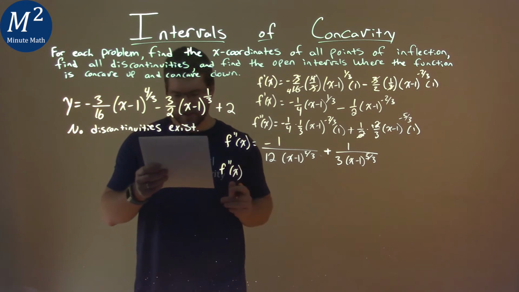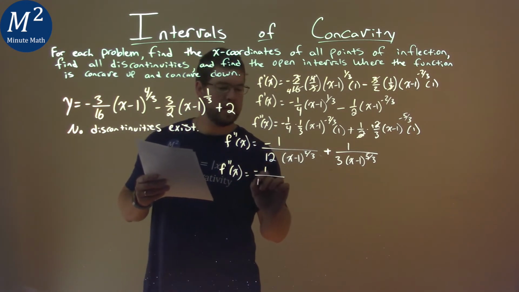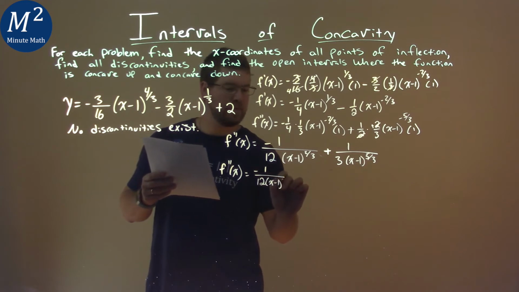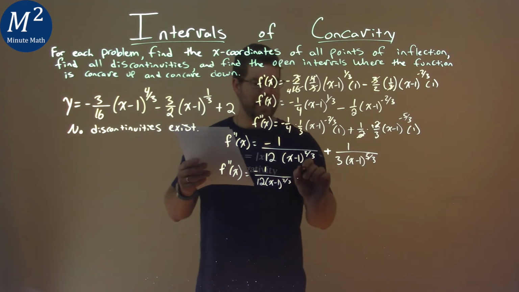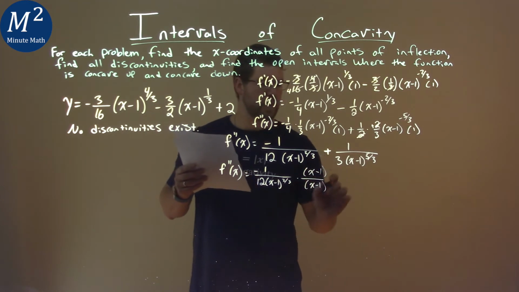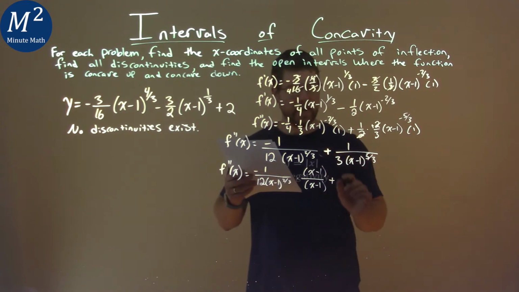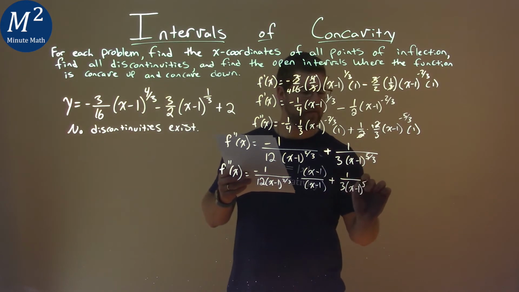I'm going to rewrite this function, but give myself a little space here. f double prime equals negative 1 over 12 times (x minus 1) to the 2/3 power, and I'm going to multiply this by (x minus 1) over (x minus 1), plus, on the right hand side, I have 1 over 3 times (x minus 1) to the 5/3 power.